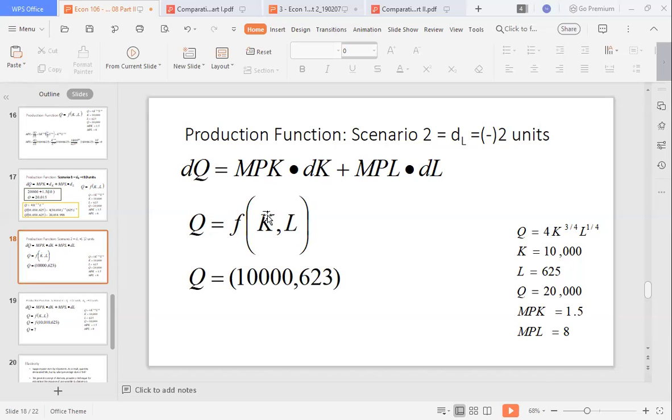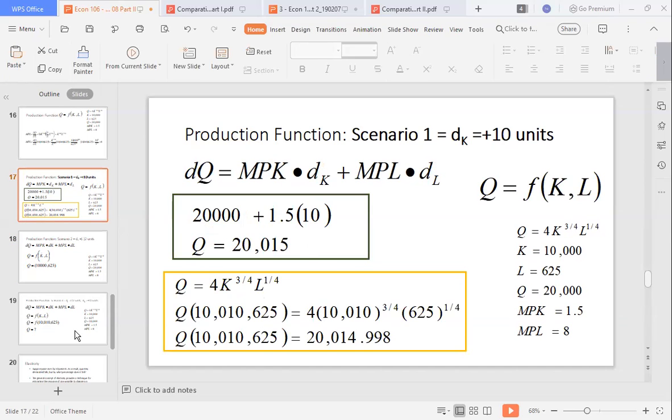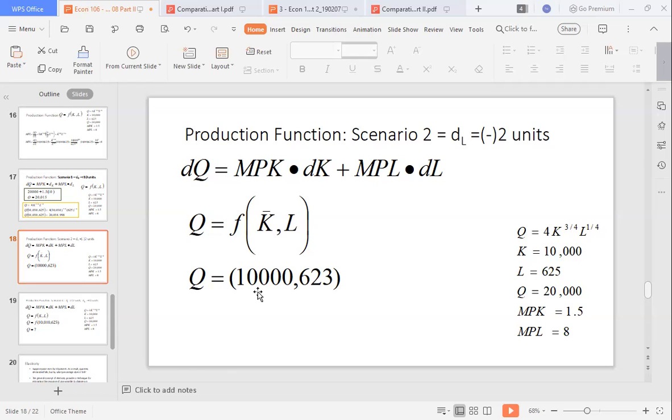So this time, class, you will need to treat capital as fixed and labor as changing. In that case, the production now has units of 10,000 and 623. Where did the 623 come from? We reduce our labor by 2 units, so it's now equal to 623. I want you to give me the actual, or a good approximation, meaning method 2, when we allow labor to change.